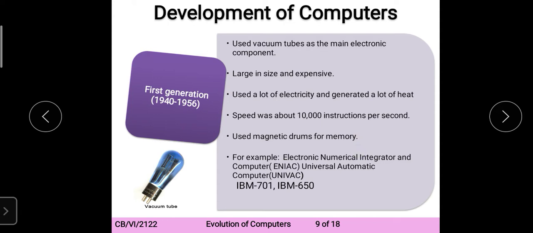Just as now we store memory using main memory and secondary memory. For the computers we use nowadays, we are using main memory, secondary memory, RAM and ROM. At that time, for the first generation, magnetic drums were used for the memory.